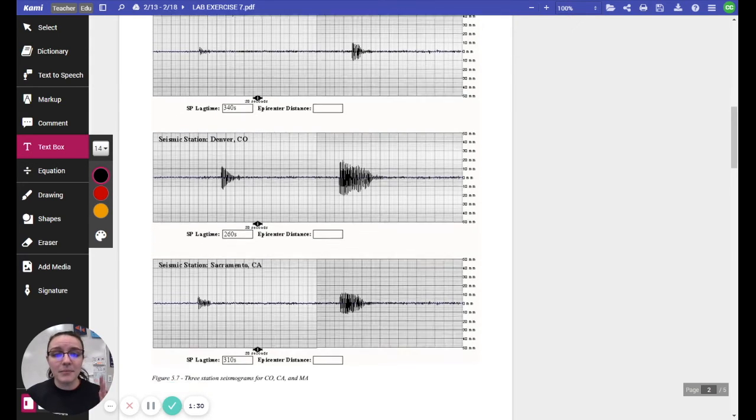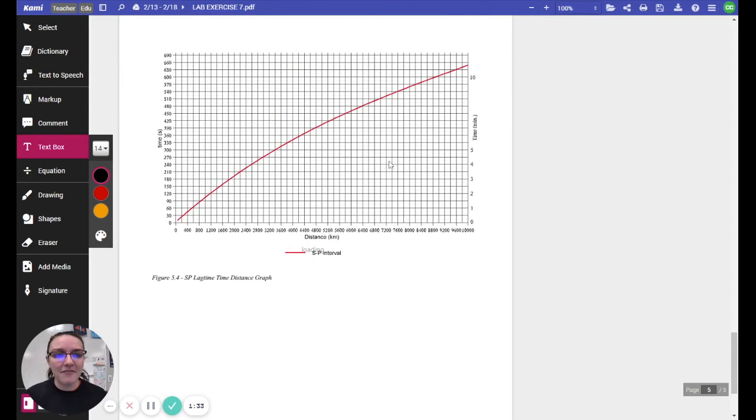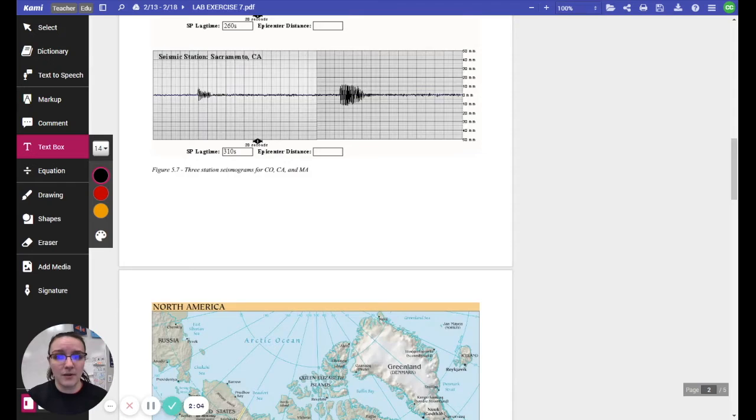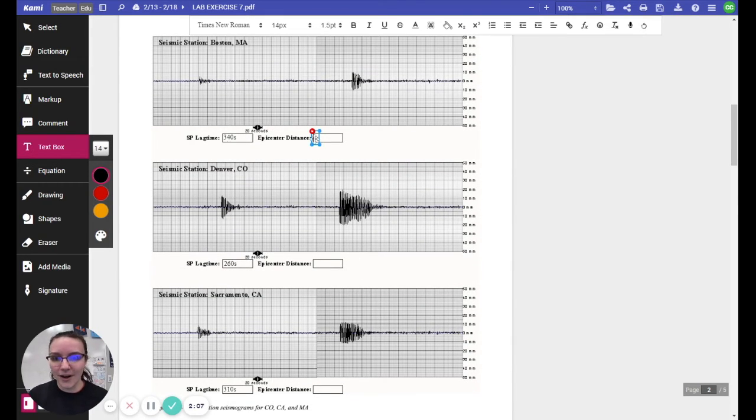So I'll remember the number 340, and down here I've got a graph that shows me SP interval, or the time in between S waves and P waves, and distance. So I want to find 340 on the y-axis, which is going to be somewhere in between 330 and 360. I will trace that over, and 340 is pretty close to the middle, so I'll say it's about there. Trace it down, and I get a distance of 4,000 kilometers. So I will go back up to my seismograms and record a distance of 4,000 kilometers. And I'm going to repeat that for all 3 seismograms.